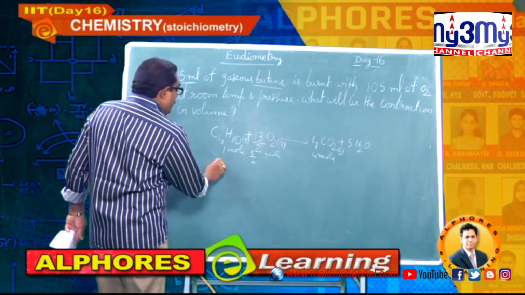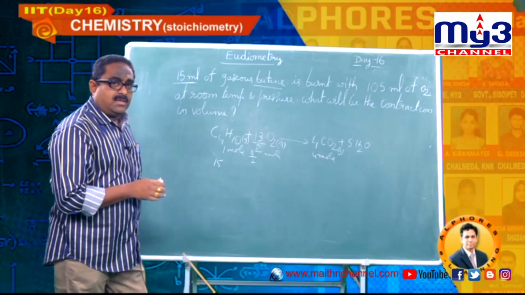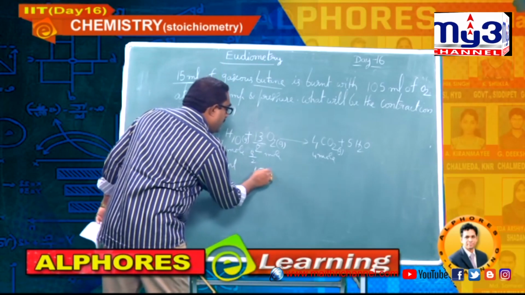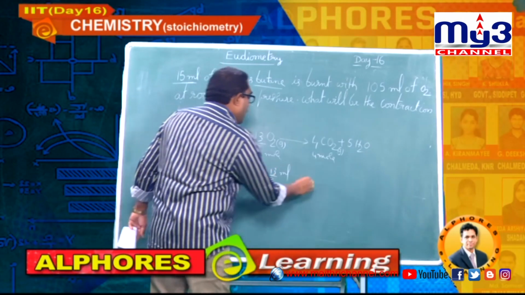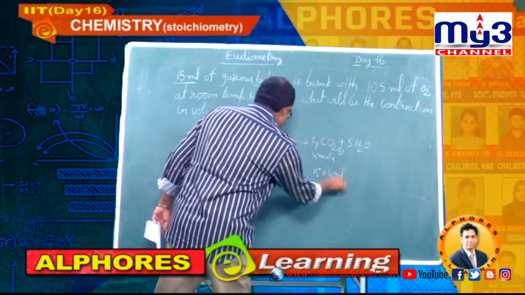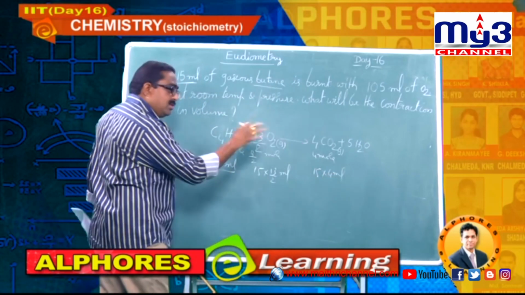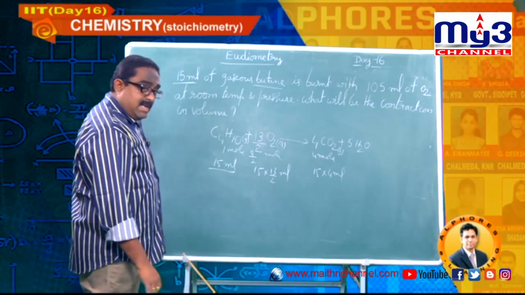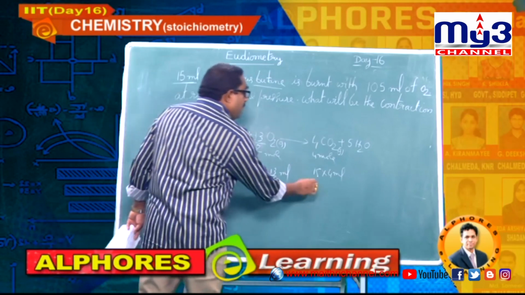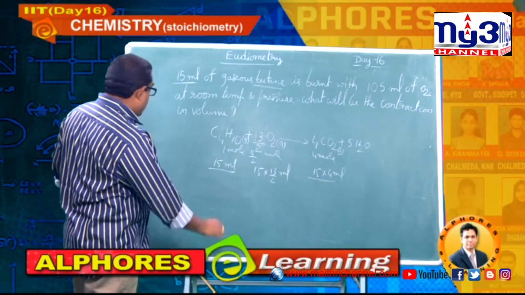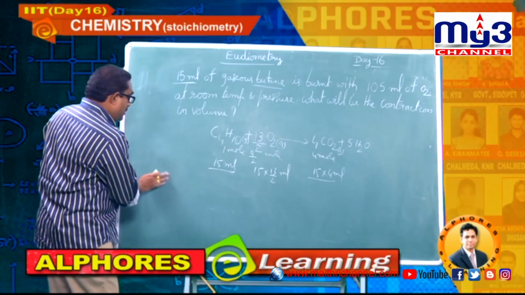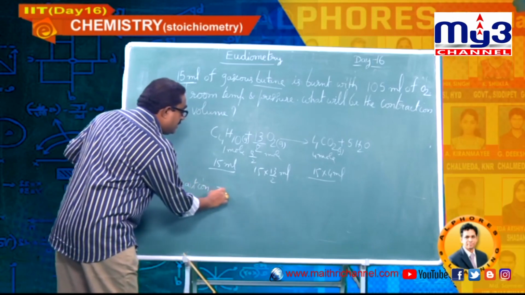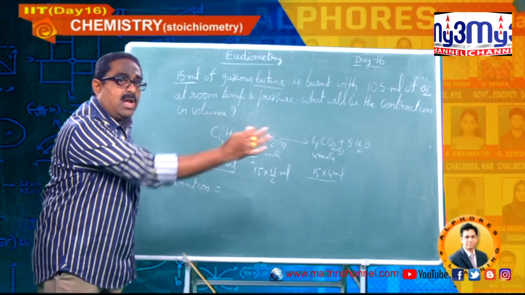Now for gas phase reactions or mixtures, the mole ratio is equal to the volume ratio. So 15 ml needs 15 into 13 by 2 ml, and here 15 into 4 ml you will get. This 15 ml will be consumed, and 15 into 13 by 2 ml of oxygen is consumed, and 15 into 4, 60 ml, is formed. Contraction in volume is volume of reactants minus volume of products.